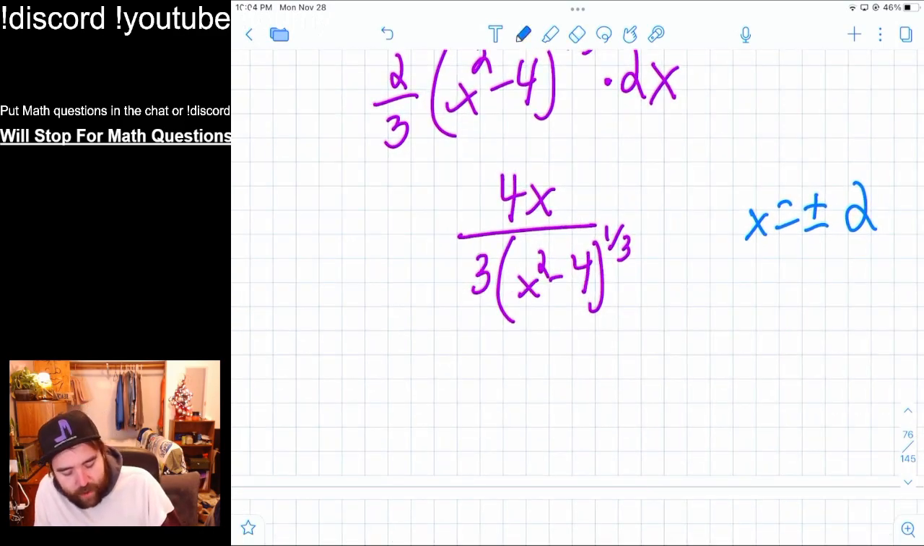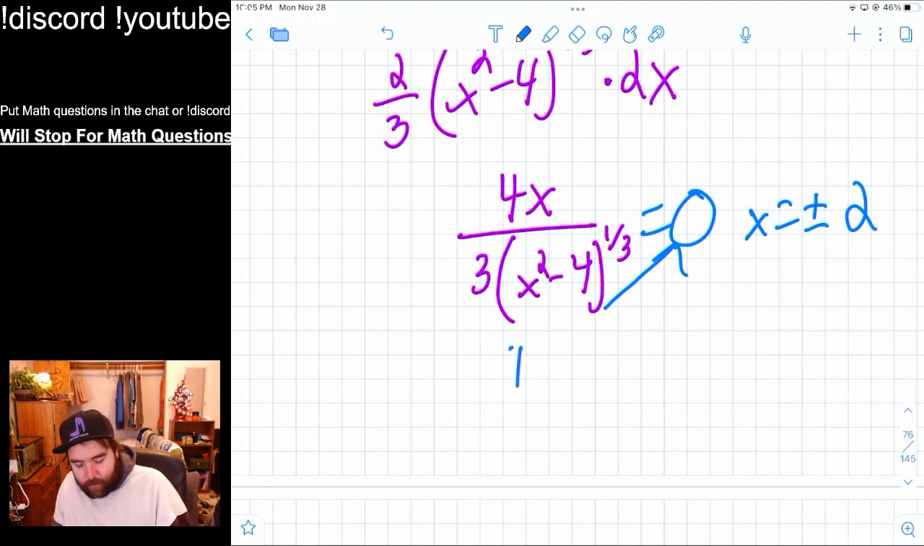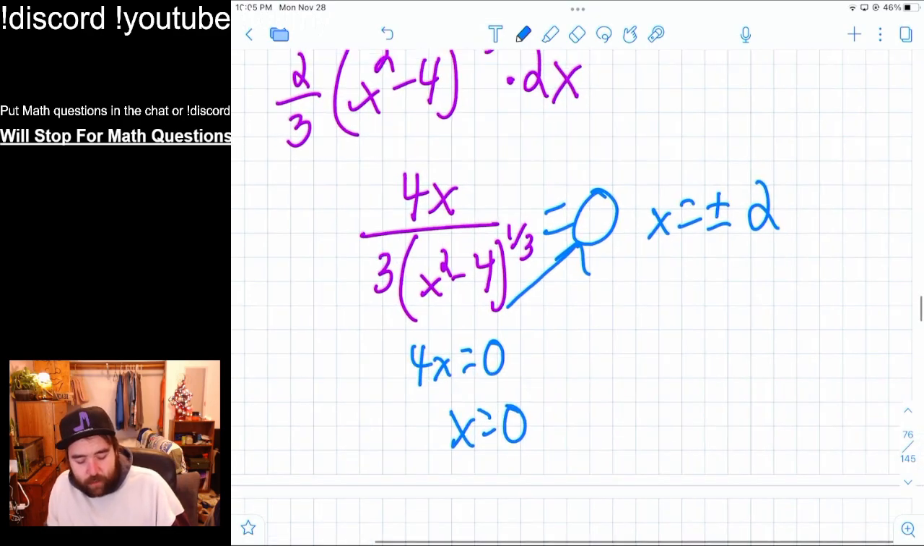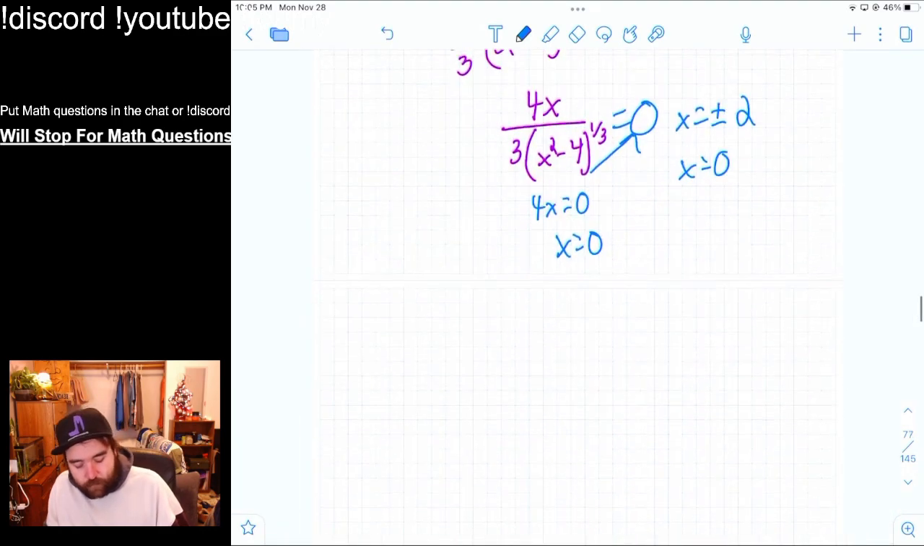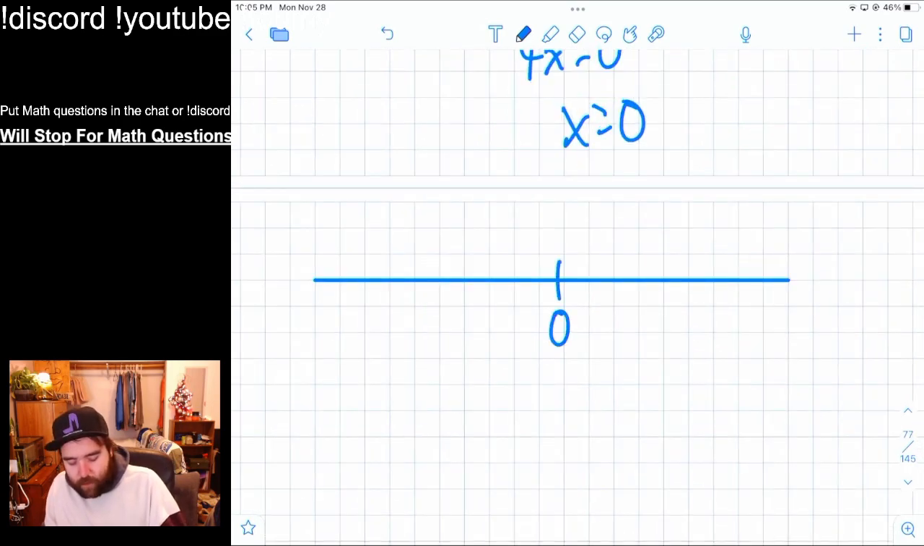And then we have to look at when this equals 0. And remember, the whole trick about fractions is if they equal 0, you just multiply by the denominator, and you just get that the top has to be 0. So x has to be 0. So those are the points we have to look at. So then we should put that on a number line and say we've got 0, -2, and 2, and just check our numbers on all sides of those.